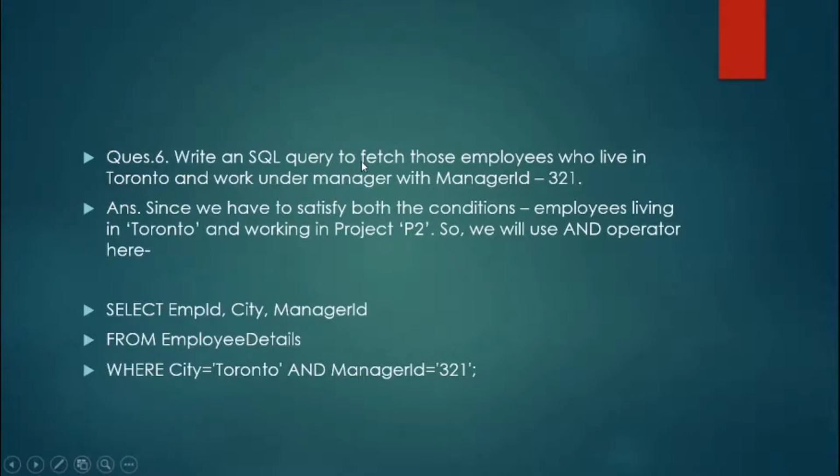So if you see here, they want the employee ID, city and manager ID from the employee details table, where city should be Toronto and manager ID should be 321. So this is how you will write the query.